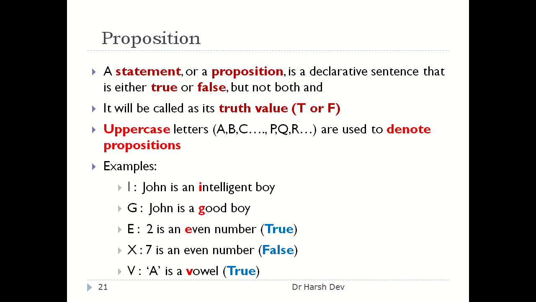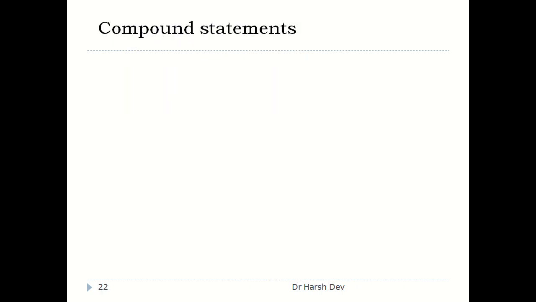So for every statement in propositional logic, we convert it into a symbol, which will be called a symbolic statement. So I, G, E, X and V that we have used here are called symbolic statements, right? What is called a compound statement? A compound statement is a combination of two statements. For example, John is an intelligent boy and John is a good boy.